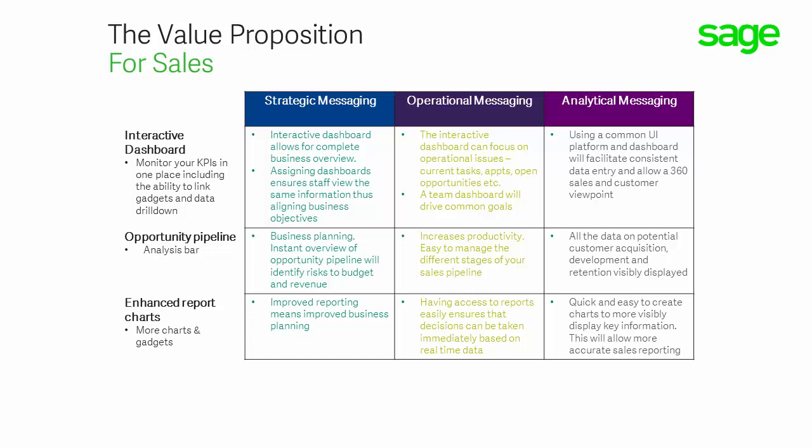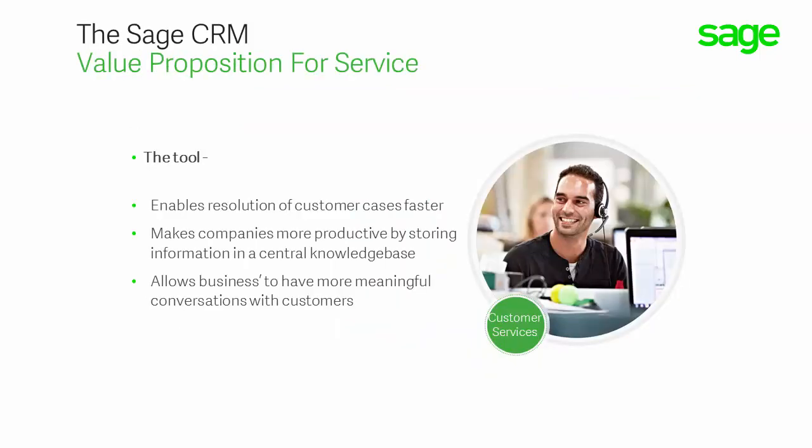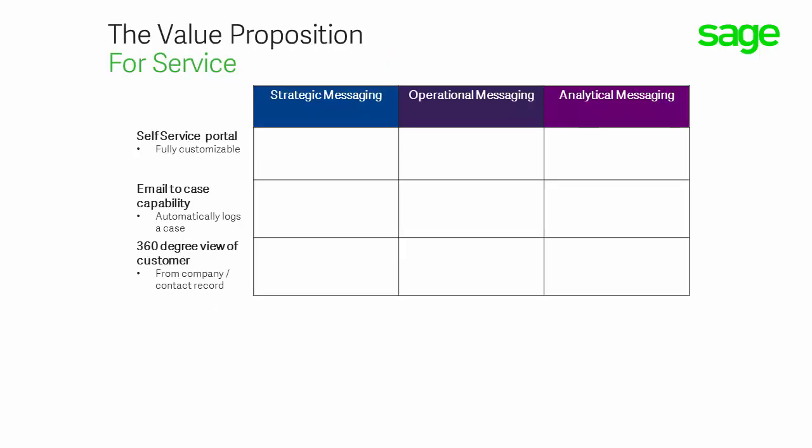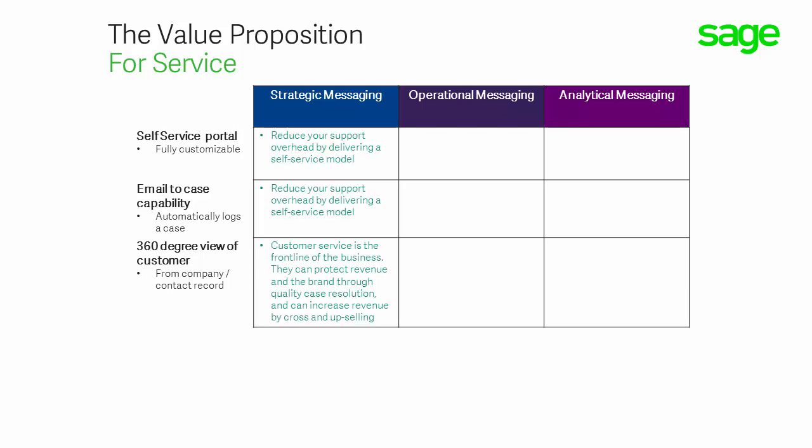Now, if you're talking to someone in a service role, these are typically the bullet points about the value proposition: resolution of customer cases, more productive in storing knowledge, and so forth. And if I break that out, let's have a look again from our 3-level messaging and some sample features on the left. Things such as self-service portal. Talking strategically on that one, let's have a look.